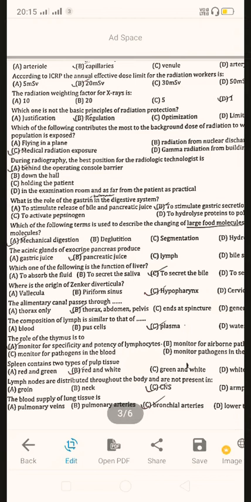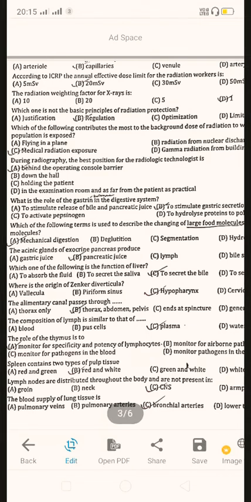The alimentary canal passes through the thorax, abdomen and pelvis. The alimentary canal lies on the posterior side, in front of the vertebrae. So it's thorax, abdomen, pelvis. The alimentary canal is a pipe-like tube.